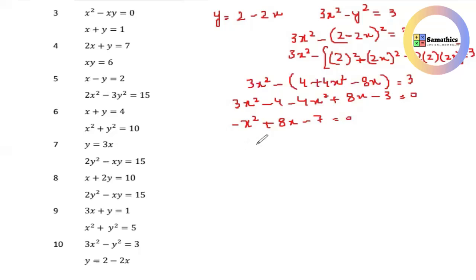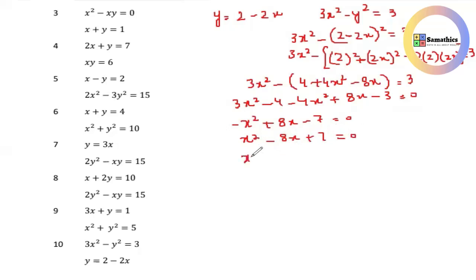If we have a negative here, we should always try to make the x squared coefficient positive, so that there is no chance of mistake. If we make this positive, we change the signs of all the terms. So here we have x squared minus 8x plus 7.